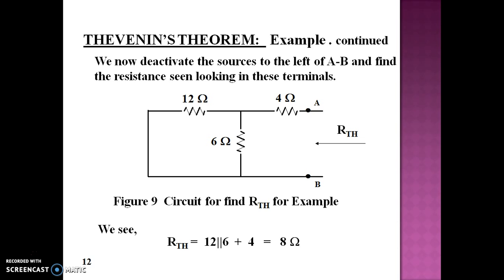Next, we have to find the equivalent resistance RTH. In order to find the equivalent resistance RTH, we have to short circuit all the voltage sources and open circuit all the current sources. And the equivalent circuit will be the circuit shown in figure 9. And if you look at this figure and you consider a current is flowing through A and it ends in B, this resistor 12 and 6 will be parallel and 4 will be in series, and the equivalent resistance is 8.